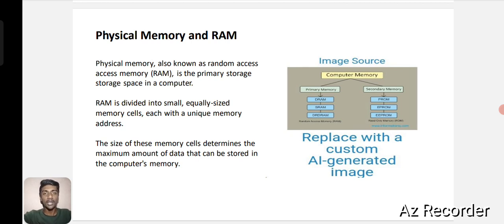In this picture we can see the types of primary memories and secondary memories. The primary memories are DRAM, SRAM and DDR RAM. The secondary memories are PROM, EPROM and EEPROM.